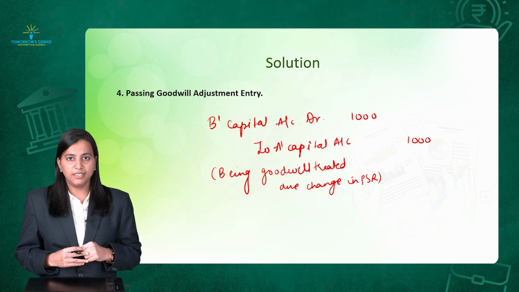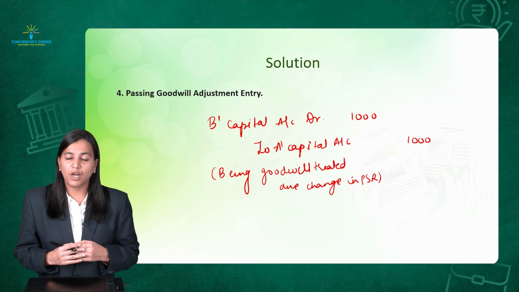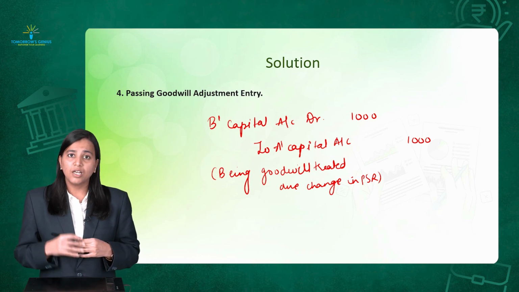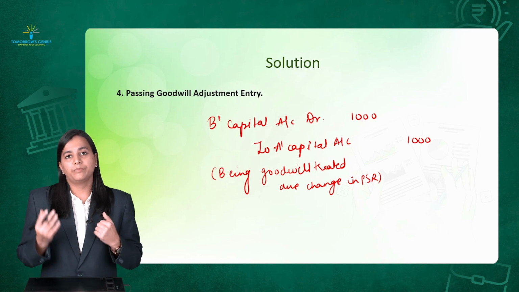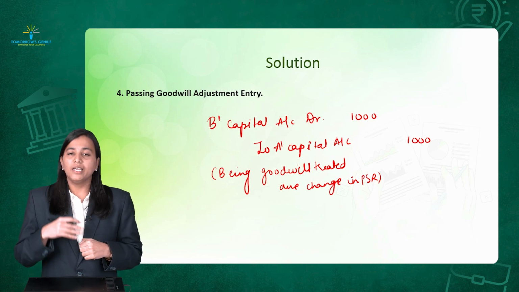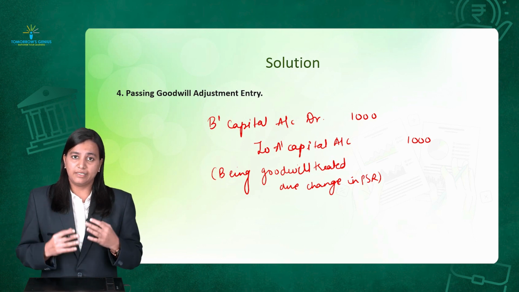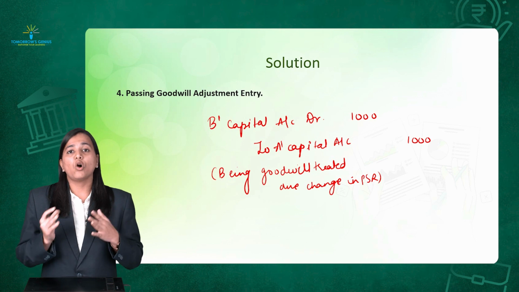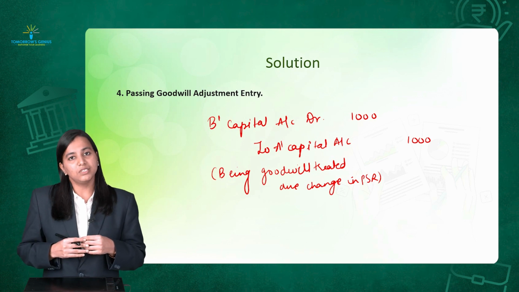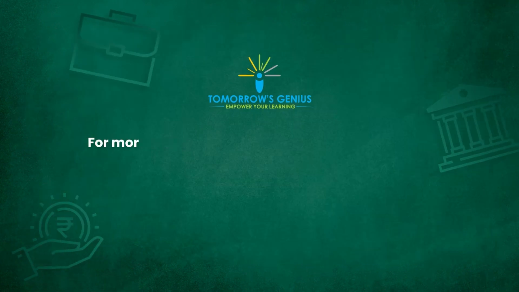Fine? Easy? So in this video, we have understood how we treat goodwill in case of change in profit sharing ratio. In the next video, we will be understanding the final thing, that is the treatment of goodwill in case of retirement or death of a partner. So stay tuned. Thank you.